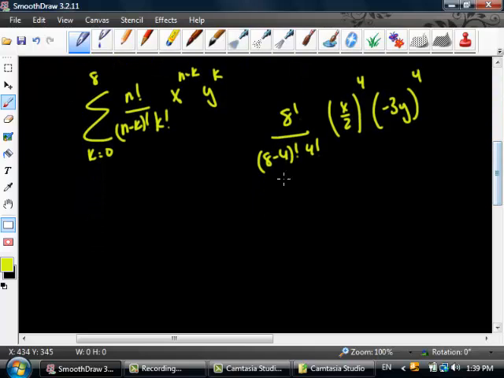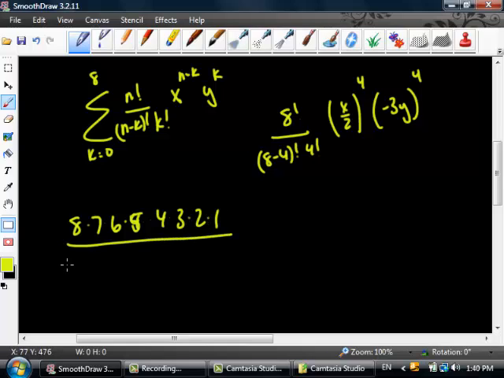Okay, so now 8 factorial is 8 times 7 times 6 times 5 times 4 times 3 times 2 times 1 over 4 factorial is 4 times 3 times 2 times 1, and then another 4 factorial. Let's see here. 4 times 2 is 8. 3 and 6 will cancel out, so all I have is 7 times 2, which is 14.